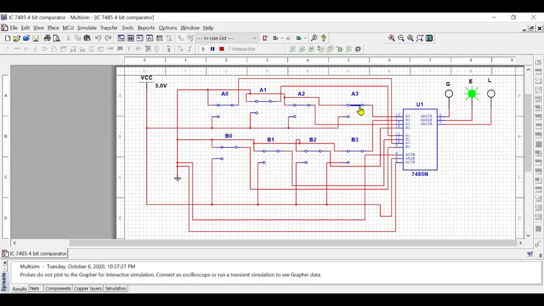If I make my A3 1, I am going to get greater. You can clearly see A is greater now. Similarly, if I make my A2 1, again A will be greater. If I make my B3 1, I am going to get A less than B. And similarly, if I make B2 1, again A less than B.